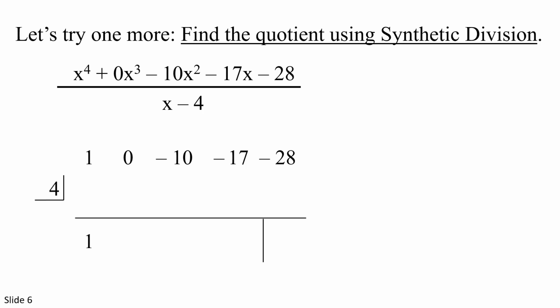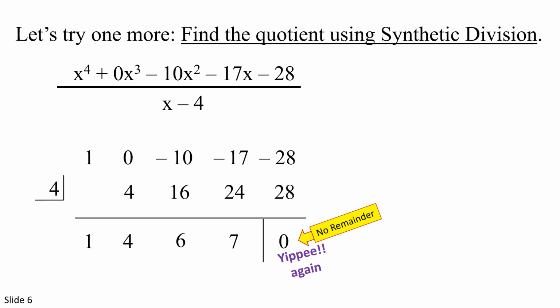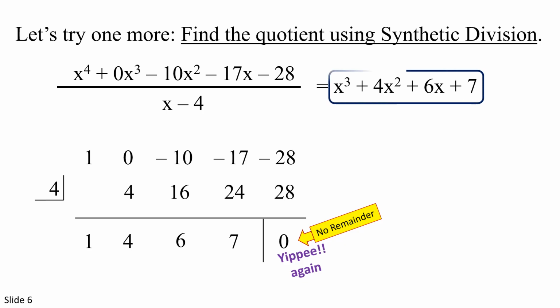We bring down the 1, and then we multiply and add. So 4 times 1 is 4. We add, we get 4. 4 times 4 is 16. We add, we get 6. 4 times 6 is 24. We add, and we get 7. 4 times 7 is 28. We add, we get 0. Yippee! No remainder. So this one's easy. Don't have to worry about it. It just becomes x cubed plus 4x squared plus 6x plus 7.